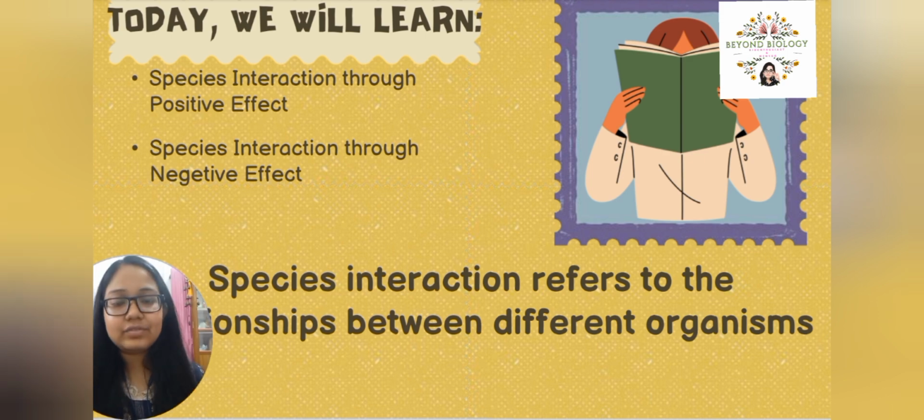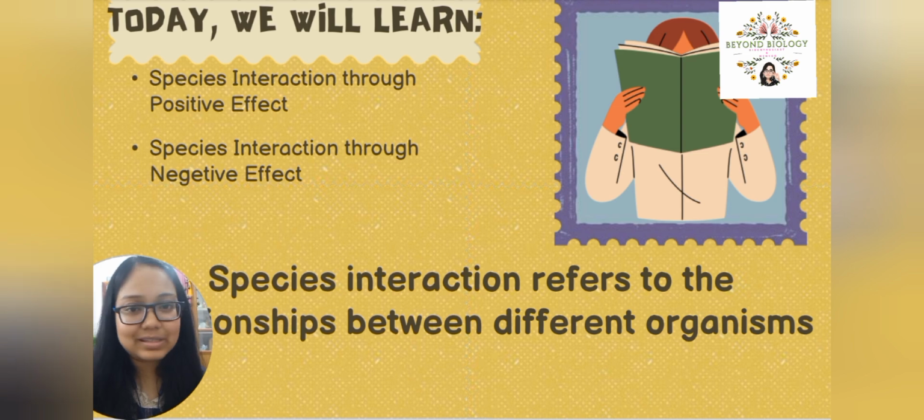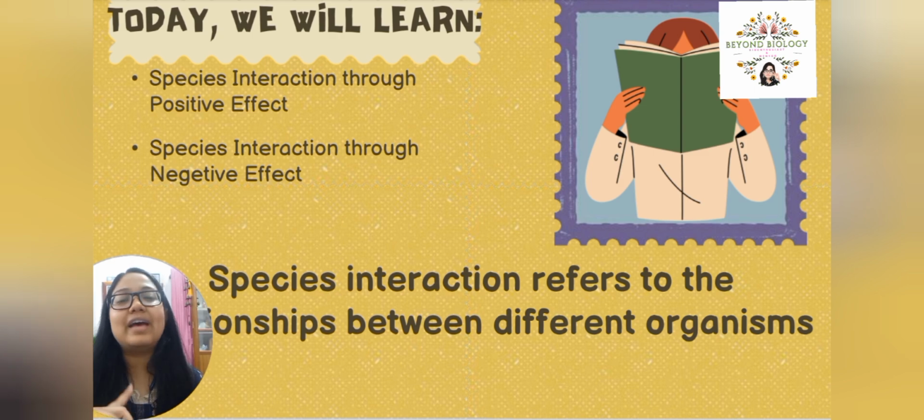Next is negative. For example, let us consider that I have put you in a cage with a lion. So we cannot expect you to sing a lullaby to the lion, right? So there has to be some negative consequences. In that case, that will also be some sort of interaction, but that is going to have negative effect. So that is a species interaction through negative effect.